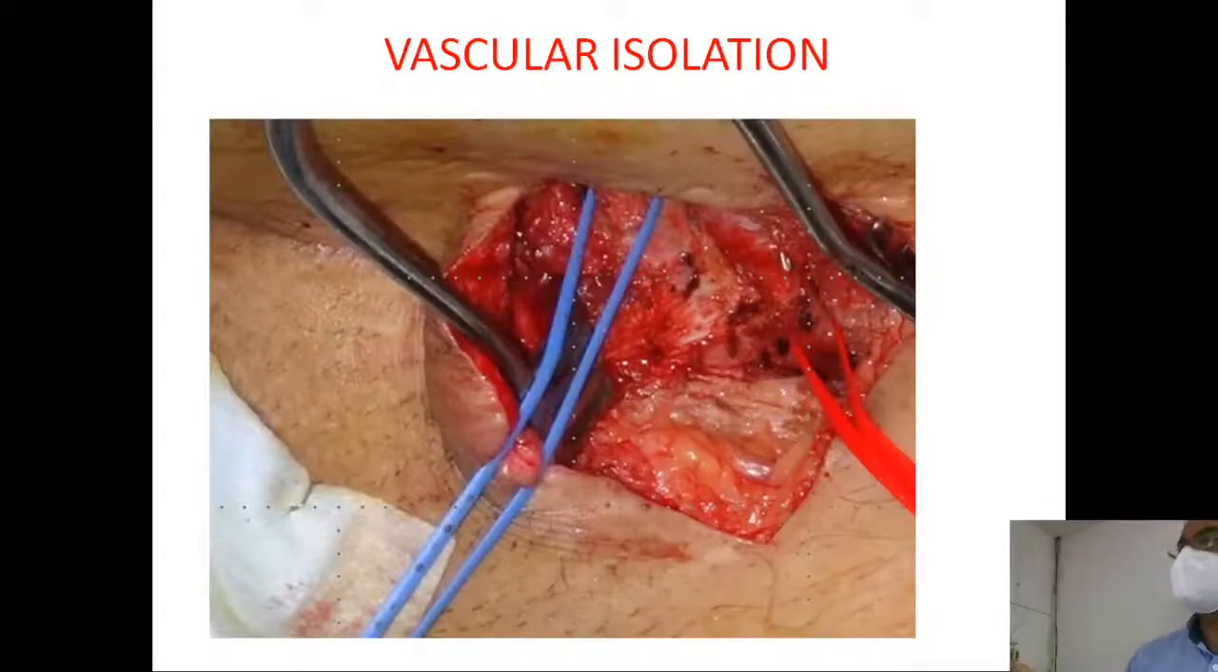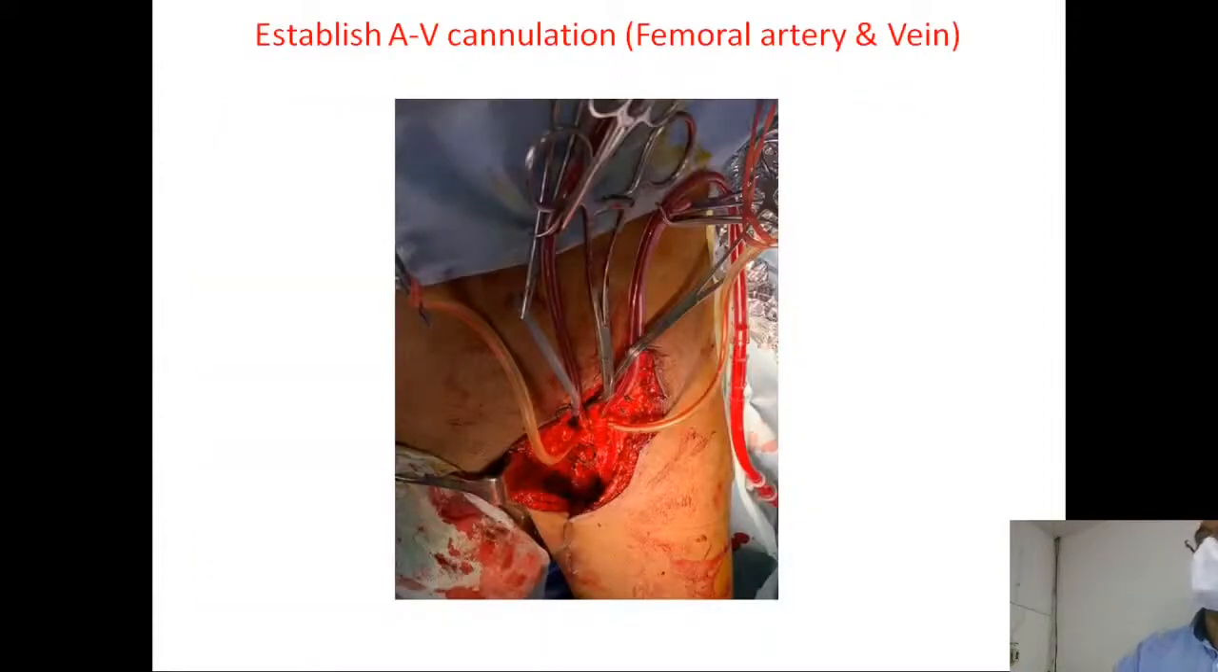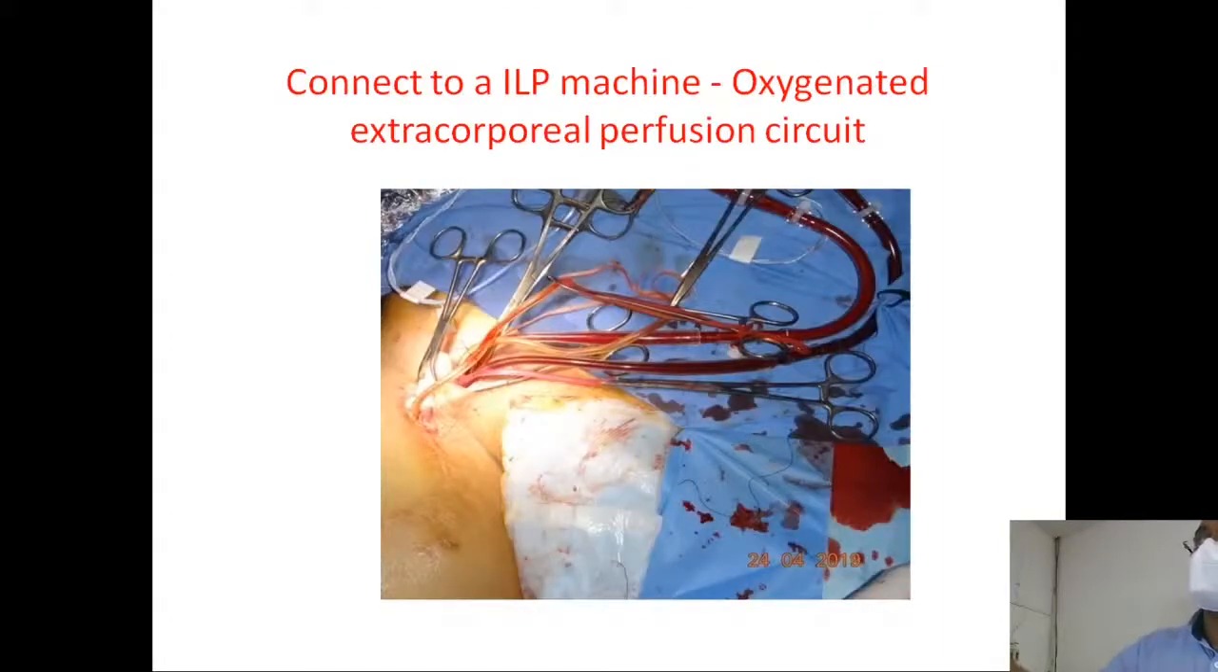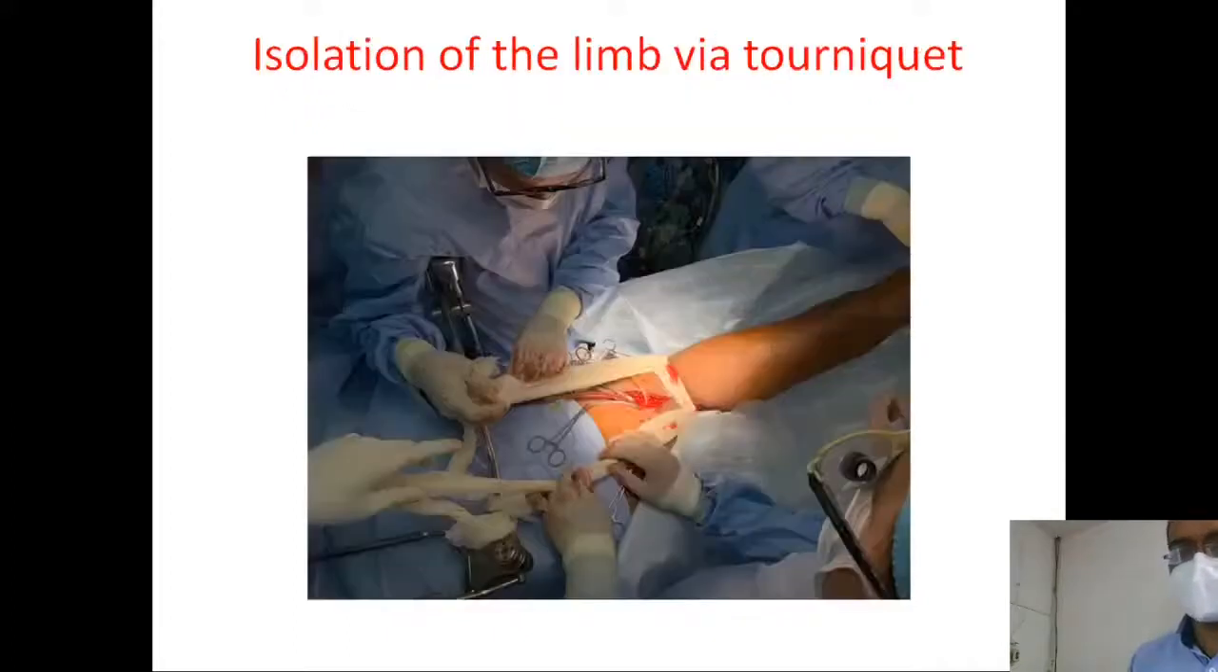Here we can see this is the artery. We have looped the artery. We have looped the femoral vein. And this is how we inserted the cannulas in the artery and vein. And we connected these cannulas with the catheters, and this catheter is connected with the oxygenated extracorporeal perfusion circuit. And this is how we isolate the limb from the systemic circulation by this tourniquet, and this tourniquet is tied with the omnitract retractor.